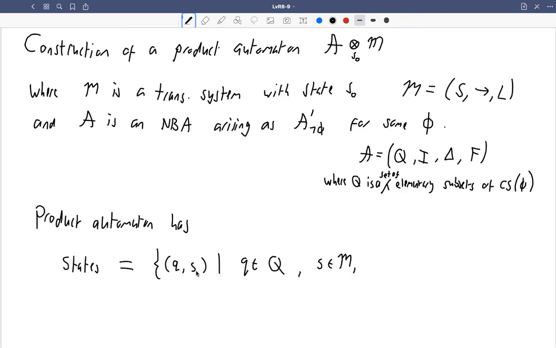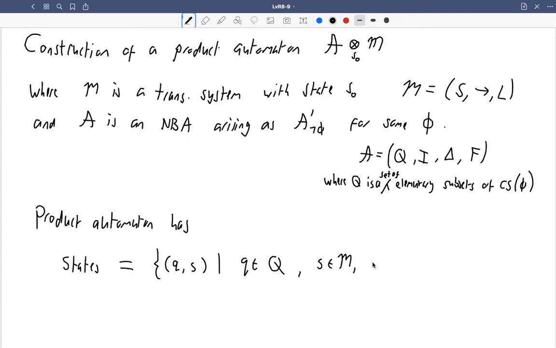But every state from the transition system has a labeling function giving it its set of propositions that label it. And every state from the Büchi automaton has a set of formulas, which are all subformulas or complemented subformulas of phi. So it's an element of the elementary sets of complemented subformulas of phi.